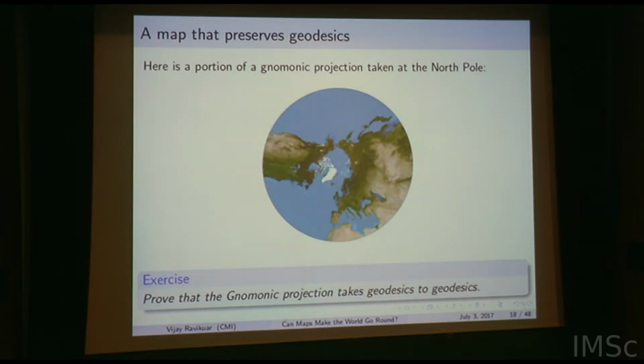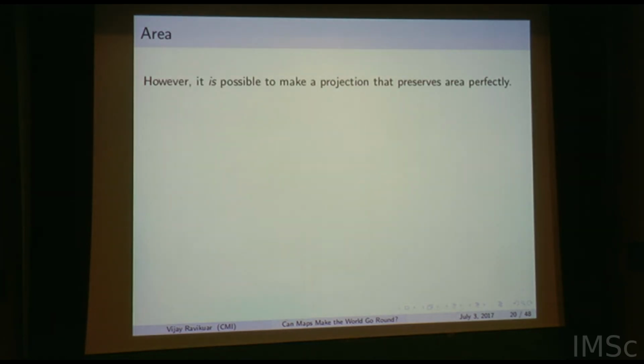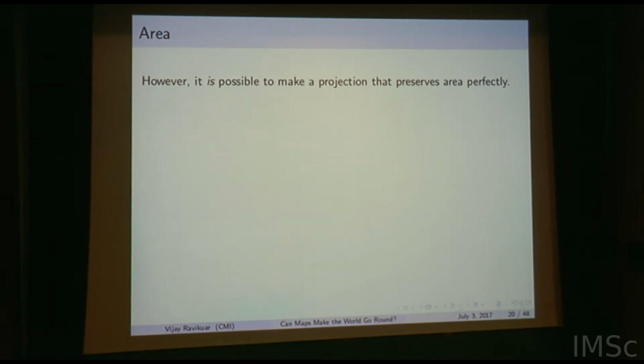And unfortunately, we can't do this with the full sphere. In general, the gnomonic projection is not very useful for most applications. Most maps we commonly use will, as a result, fail to capture geodesics. So that's one of the properties that we just have to learn to live without, kind of like distance, which we literally can't capture properly.